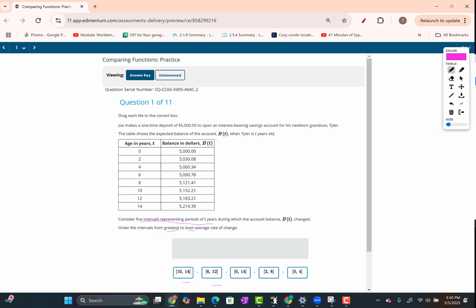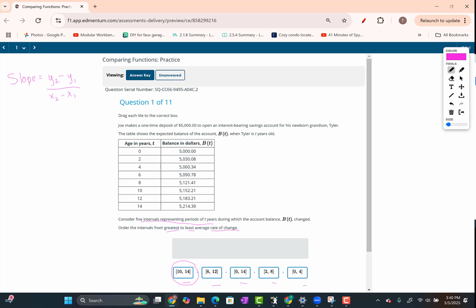So these are the intervals, greatest to least rate of change. Okay, so in this problem we're talking about rate of change, which really is just three words meaning slope. And recall the formula for slope: y2 minus y1 over x2 minus x1. Let's take these one at a time.